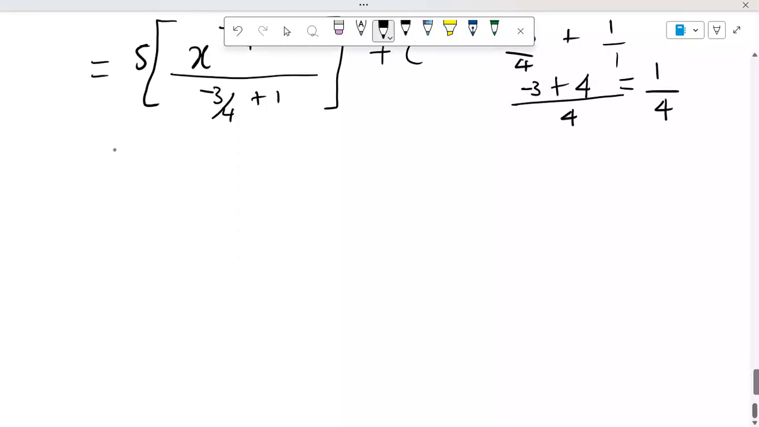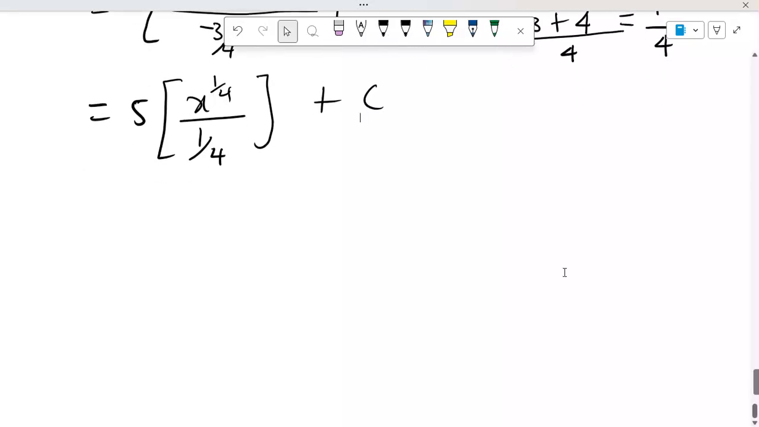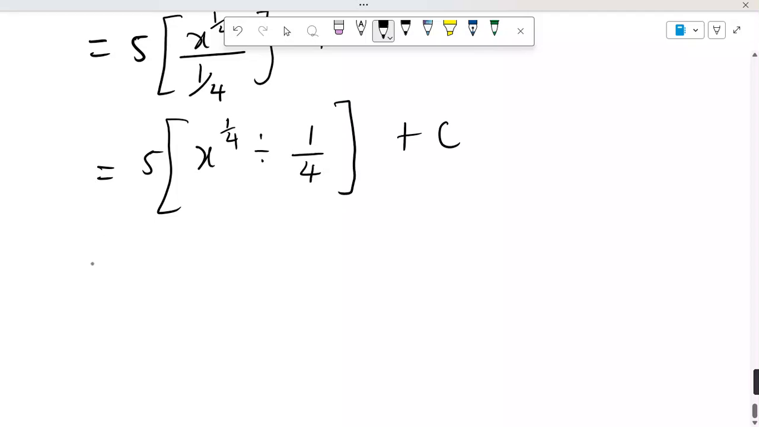Okay, so great. Let's quickly write that 5. So x to the power 1 over 4 over, even here it will be 1 over 4, plus c. Okay, so if you see what is in the brackets, so you have 5, then brackets. So in the brackets we have x divided by 1 over 4. This is the same, this divided by this. Okay? So let's simplify it further.